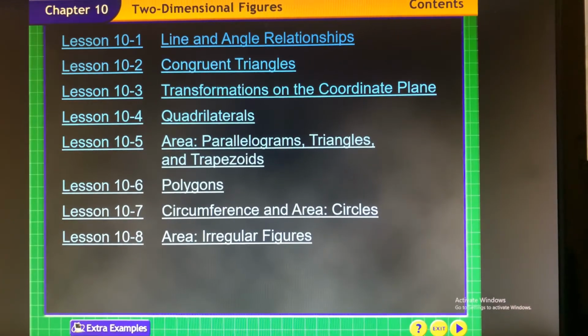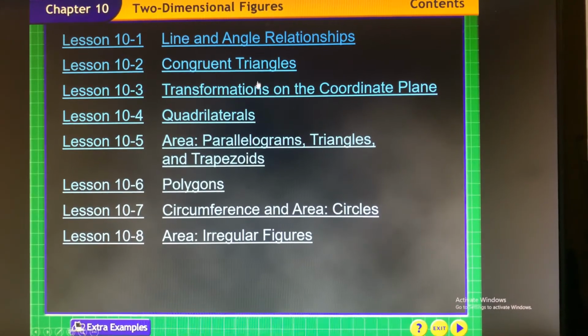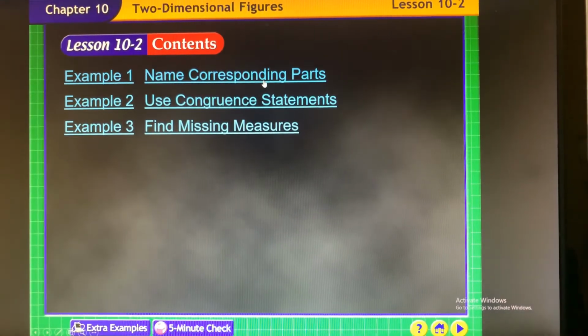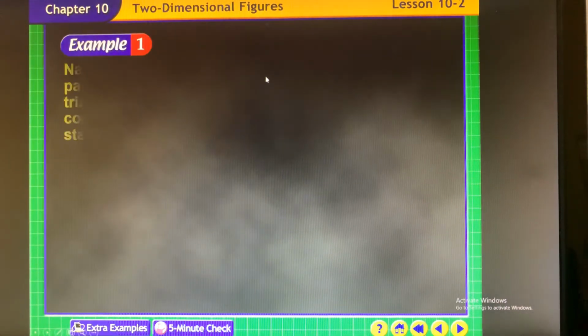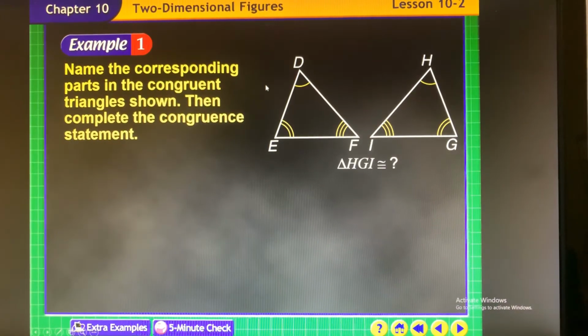Okay, we're going to do 10.2, congruent triangles. Really pretty easy. So we're going to be naming some corresponding parts, using congruent statements, and finding missing angles. It says name the corresponding parts in the congruent triangle shown, then complete the congruency statement.